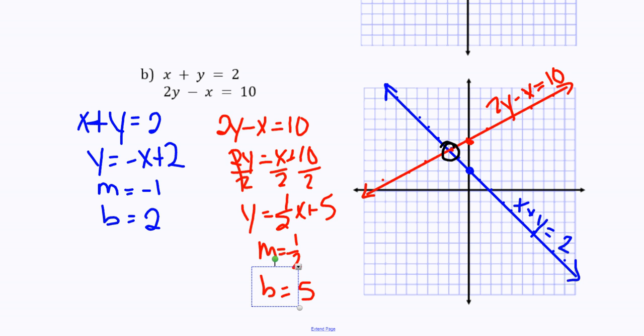So I see right here, and I can just read that right off of the graph. So my point of intersection is at (-2, 4).